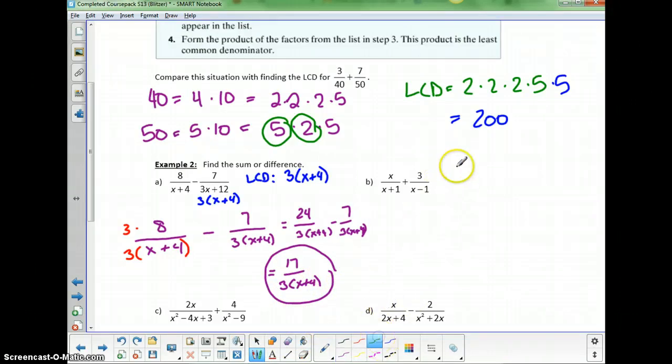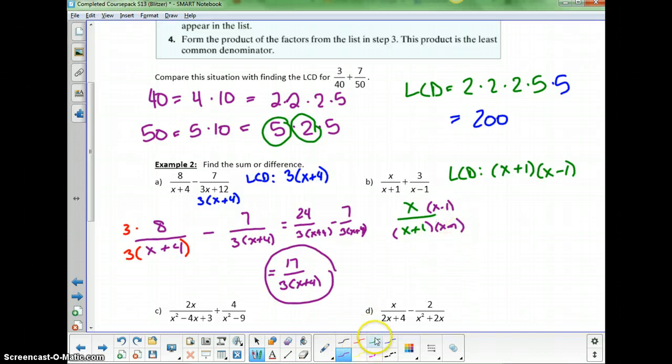I need a common denominator. My common denominator is going to start by listing the first denominator. The first denominator is x plus 1. Then listing the second denominator. The second denominator doesn't have anything in common with the first denominator, so I need the entire thing: x minus 1. Okay? So, the first fraction is x over x plus 1. That needs the x minus 1 on top and bottom to have the common denominator. The second fraction is 3 over x minus 1. That fraction needs the x plus 1 on top and bottom to have the common denominator.